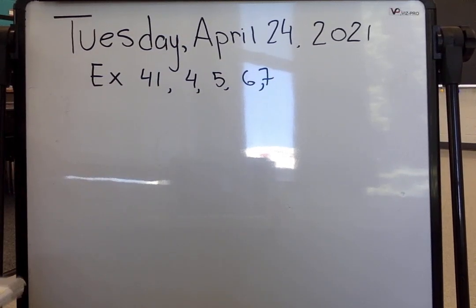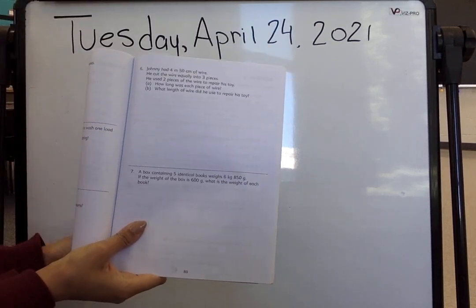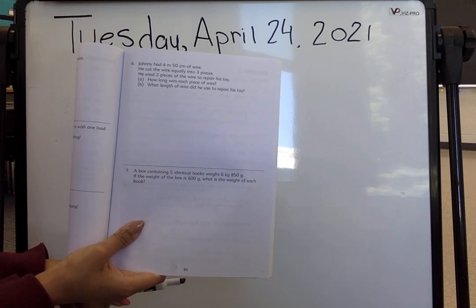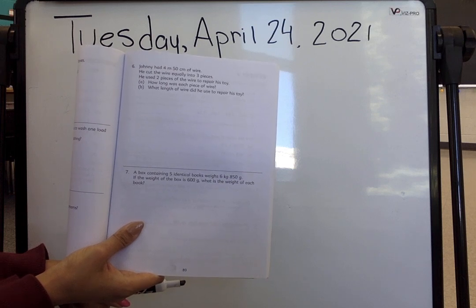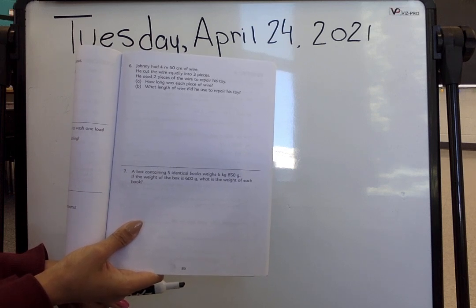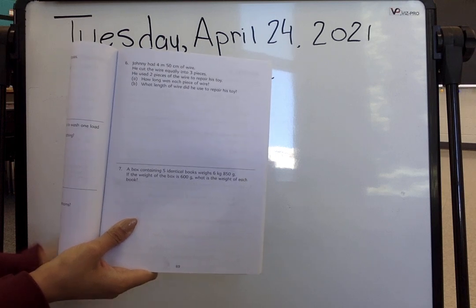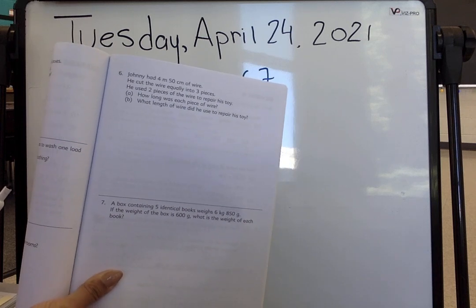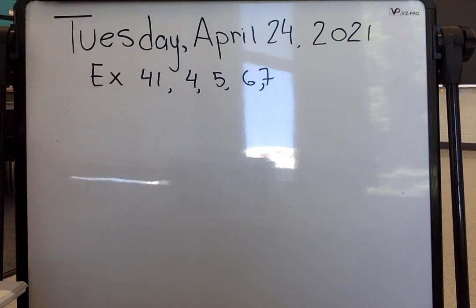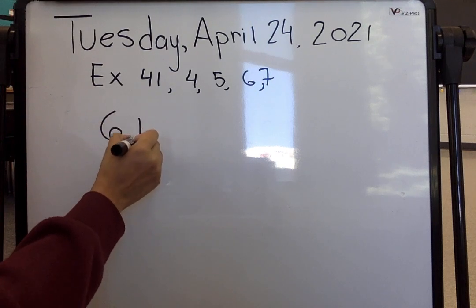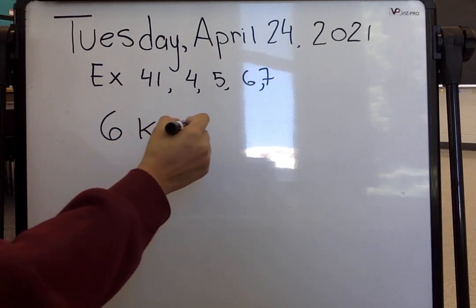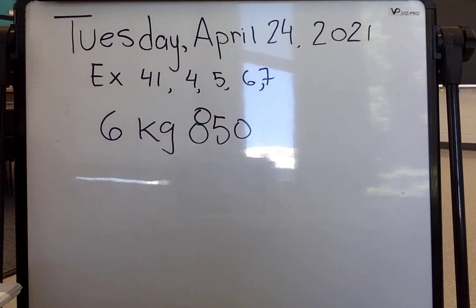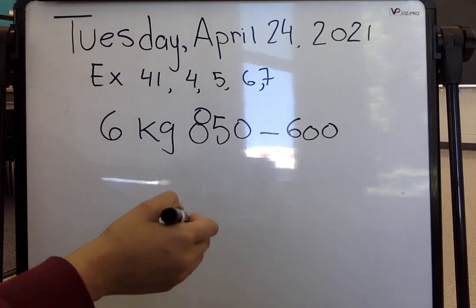Okay, let's go to question 7. Question 7 says, a box containing 5 identical books weighs 6 kg and 850 grams. If the weight of the box is 600 grams, what is the weight of each book? Again, we are going from something big to small. The first step would be subtracting and the second step would be dividing. So we have 6 kg and 850 grams, and we need to subtract 600 grams, right?